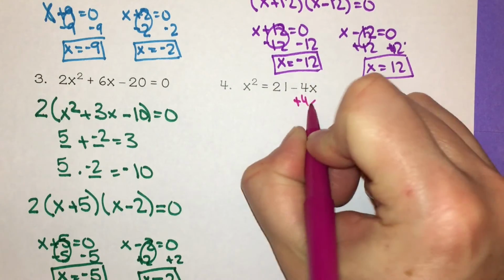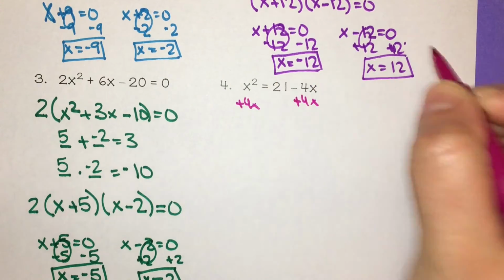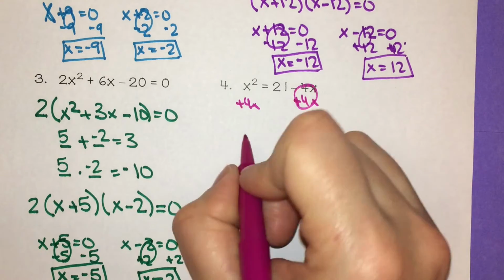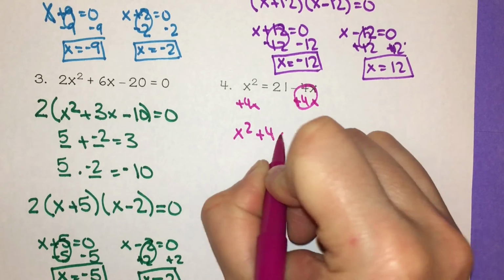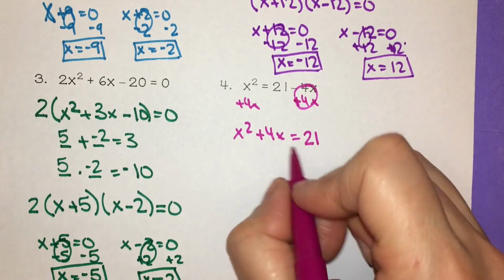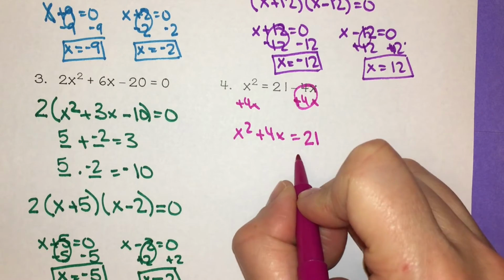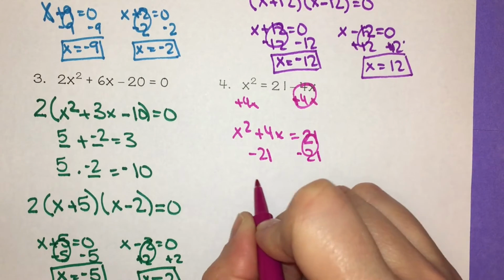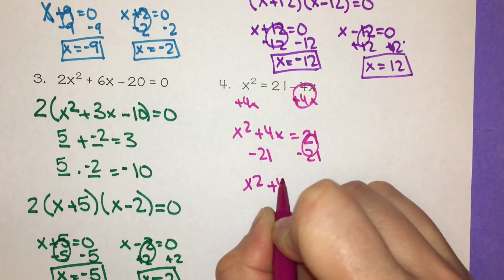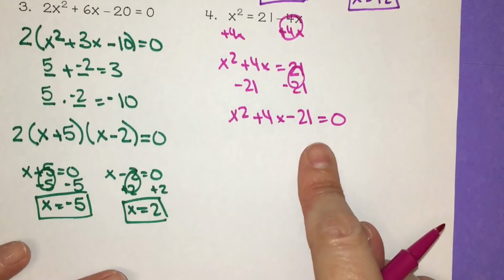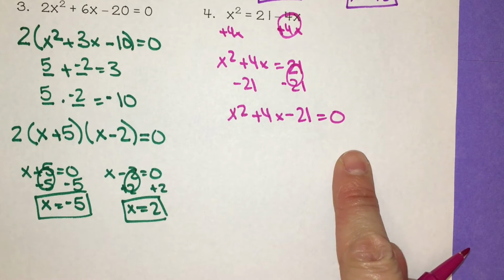I'm going to add 4x to both sides to get it to the left side because it's negative. Opposite is plus. So we have x squared plus 4x equals 21 minus 0 is just 21. So I'll have to get the 21 over there. Opposite is minus 21 to both sides. So we have x squared plus 4x minus 21 is equal to 0. All right, had to do all that work just to set it equal to 0.